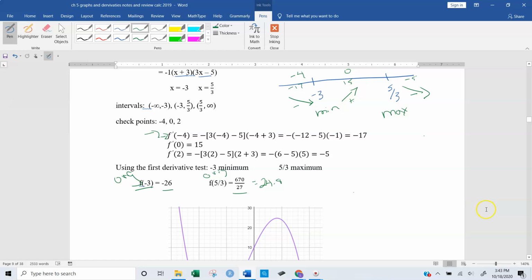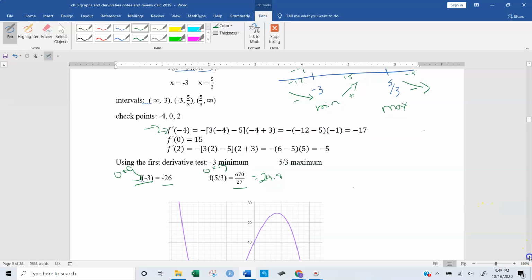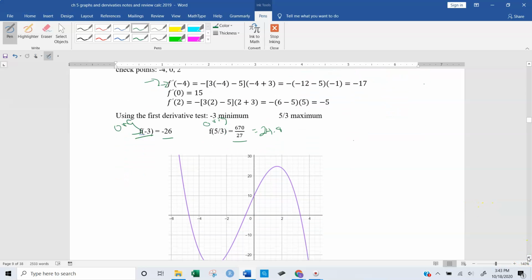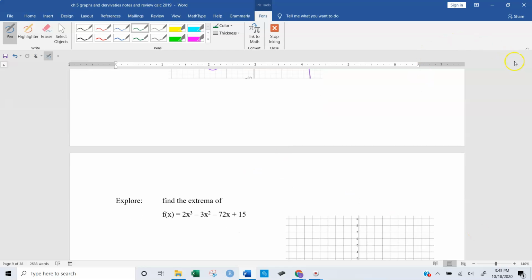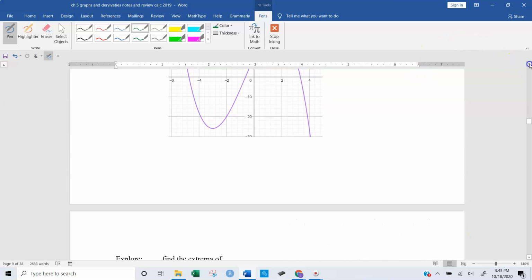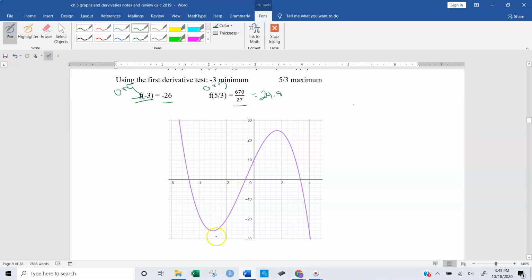Okay, so now we're going to graph those two points. So we're going to go to -3 and -26. Whoops, I'm sorry. And put our first point, -3, -26, is here. We're going to go to 5/3 and 24.8, which is here.